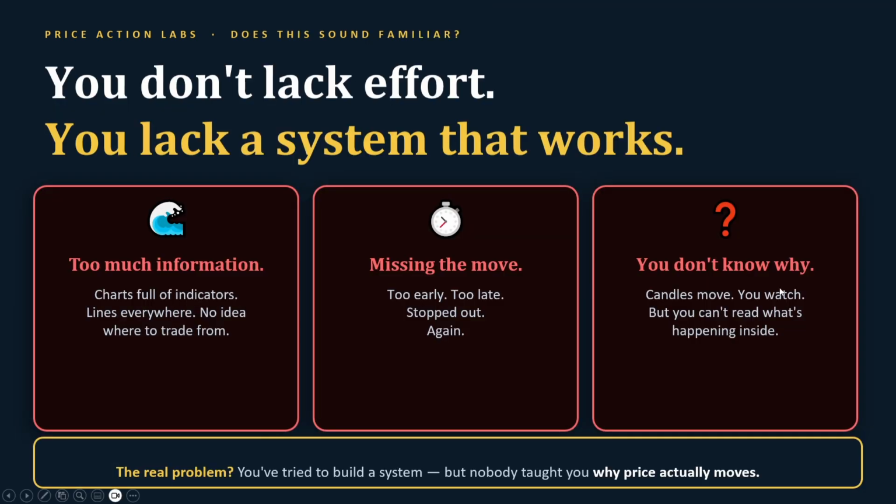So before we kick things off, I'm going to tackle a few problems that I see traders face or that they come to me with, and I'm going to look to try and, in this video, solve all these problems. So the first thing is you don't lack effort. The main thing is that there isn't a repeatable system that you can rely on. Right, so I often say systems got to be repeatable, reliable, and robust.